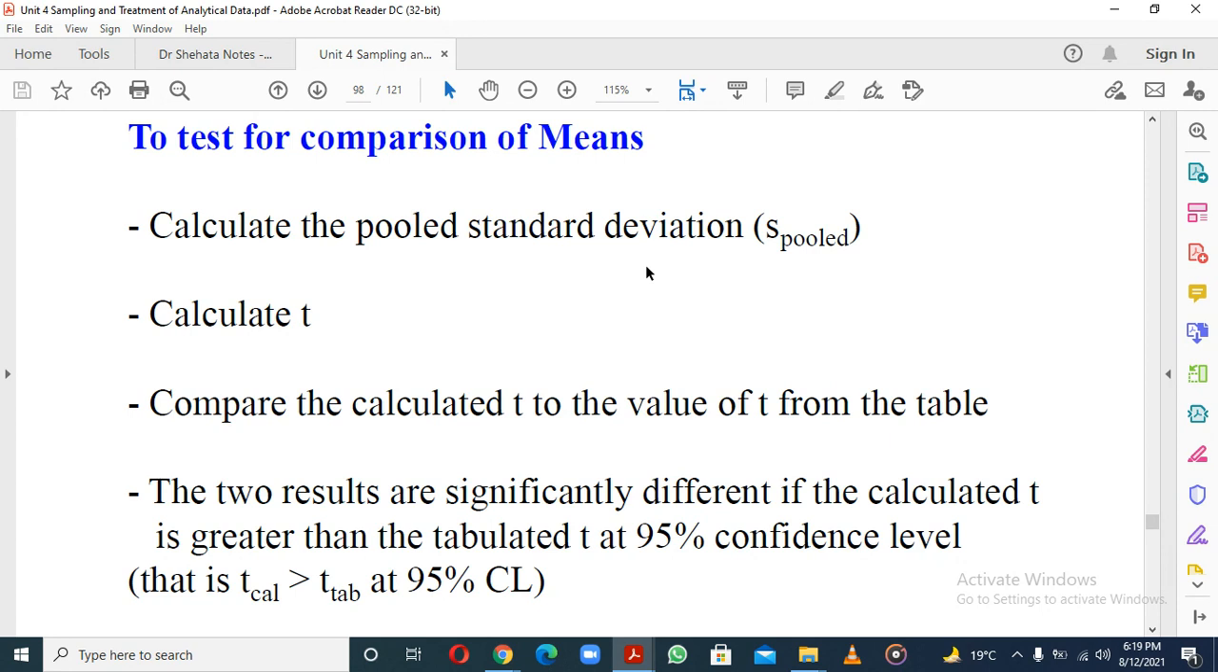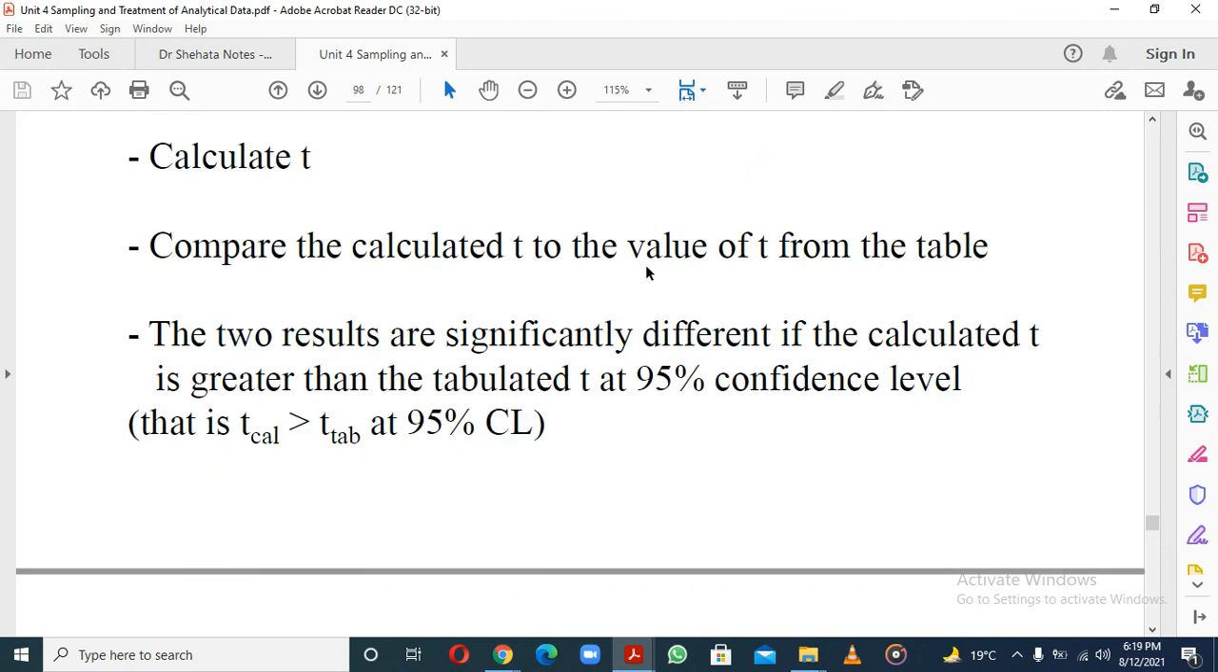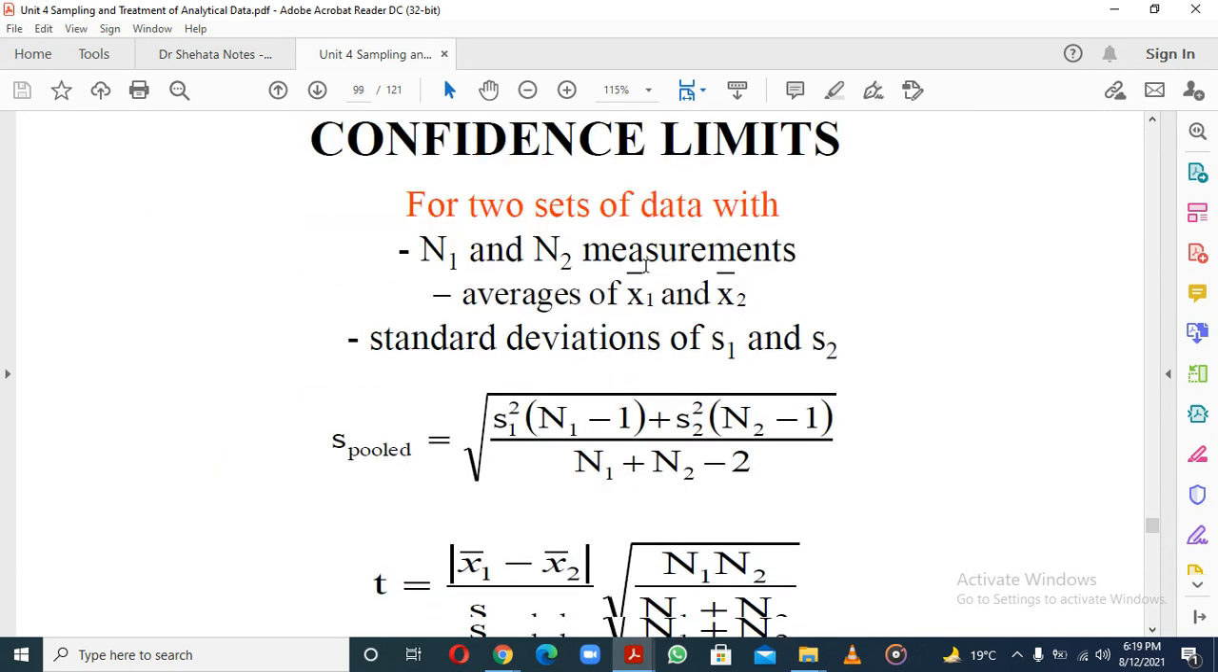Okay, so you calculate the pooled standard deviation, you calculate t, and then you compare the calculated t to the value of t from the table. Remember, I made mention that these F test, Q test, t-test, they've got different tables. So basically, what happens is this.